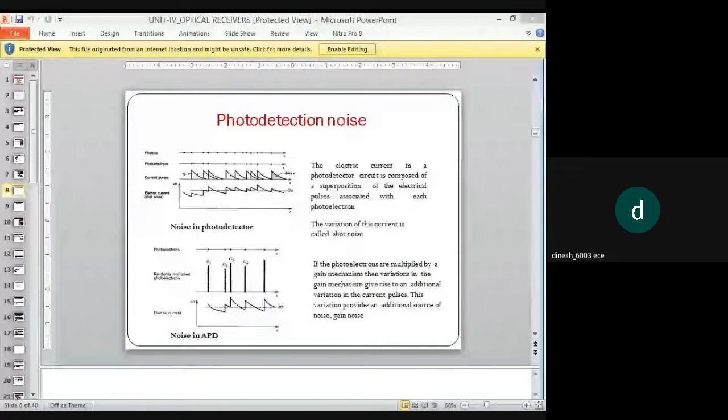So these are the photoelectrons. The randomly multiplied photoelectrons will have gains in this. If the photoelectrons are multiplied by a gain mechanism, then variations in the gain mechanism give rise to an additional variation in the current pulses. So this variation provides an additional source of noise, gain noise.